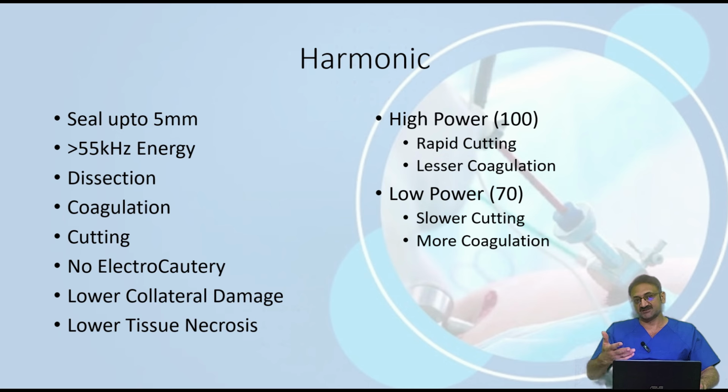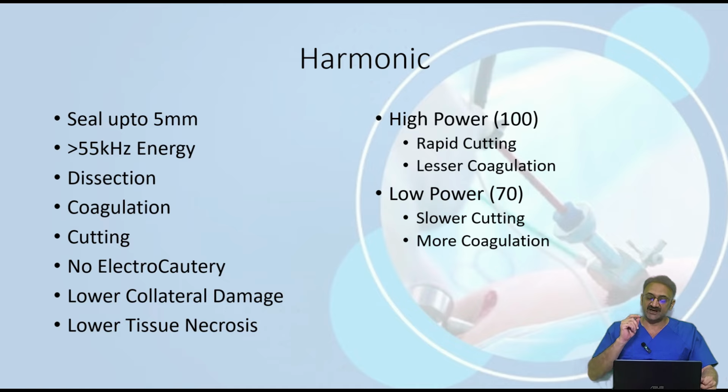The coagulation is achieved by low power, so there will be slower cutting and more coagulation. However, if you are using a high power, then there will be rapid or faster cutting, but the coagulation will be less. No electrocautery is used. This is one of the biggest advantages of the harmonic forceps, and there is lower collateral damage because of that, and there is lower tissue necrosis because of that.